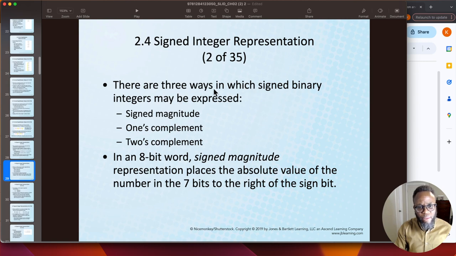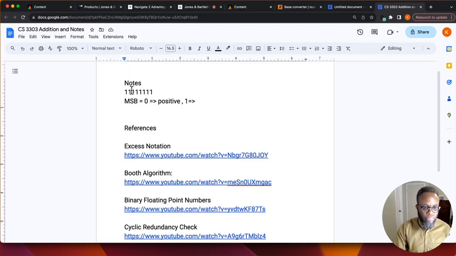And now it says there are 3 ways in which signed binary integers can be expressed: signed magnitude, 1's complement, 2's complement. We're going to be talking about that real quickly here. In an 8-bit word, signed magnitude representation places the absolute value of the number in the 7 bits to the right of the sign. So if we go back to here, this bit will be the sign, in this case a negative number. And this would be the absolute value of the number.